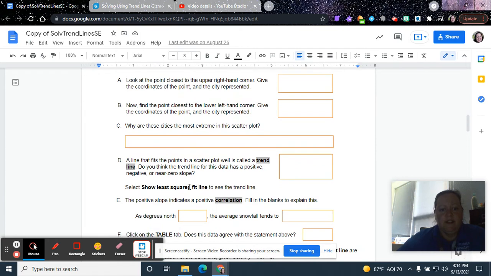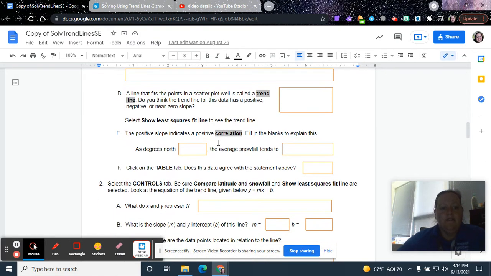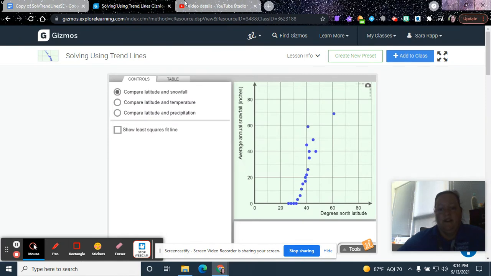Why are these cities the most extreme in the scatter plot? Think about what you know about the two cities that we just talked about. Why are they the most extreme? A line that fits the points in a scatter plot is called a trend line. Do you think the trend line for this data would have a positive, negative, or near zero slope? What do you think the slope would look like on this scatter plot?